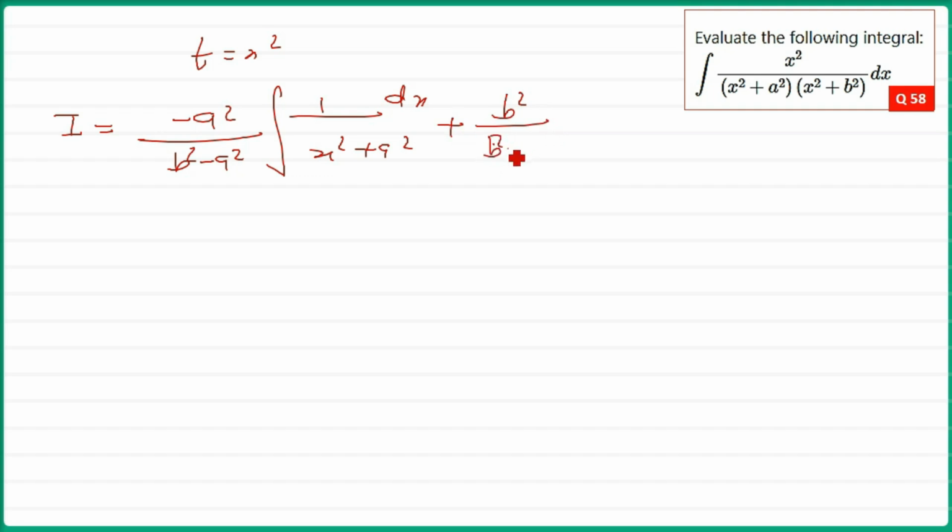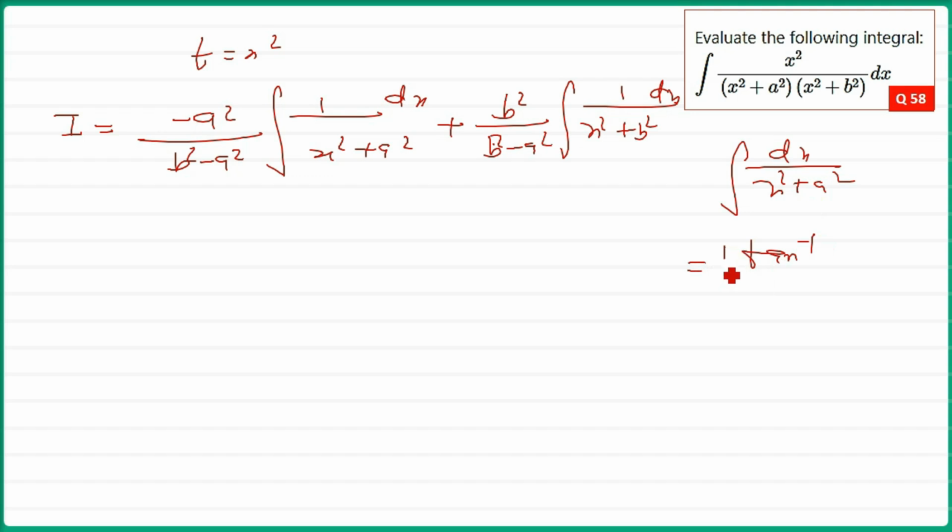So this is dx divided by x square plus a square, and b square by b square minus a square, that is a constant again outside. So 1 divided by x square plus b square dx. And don't worry about the constants now. Dx by x square plus a square or x square plus b square will follow the same scenario, which is 1 by a tan inverse x by a. 1 by x square plus b square integration will be 1 by b tan inverse x by b.